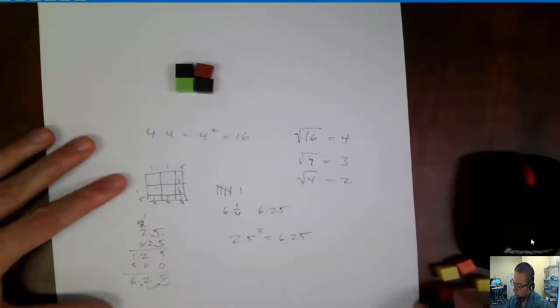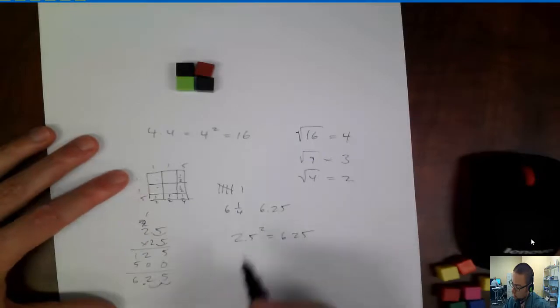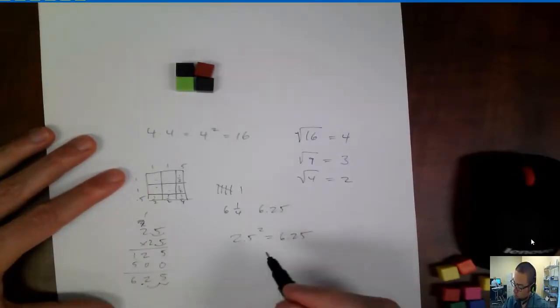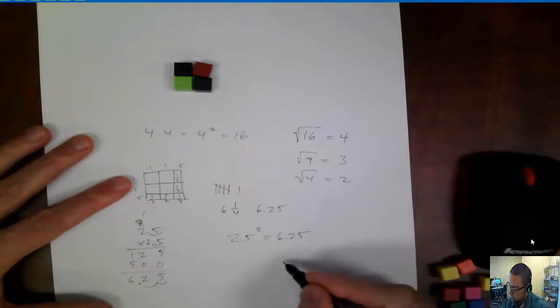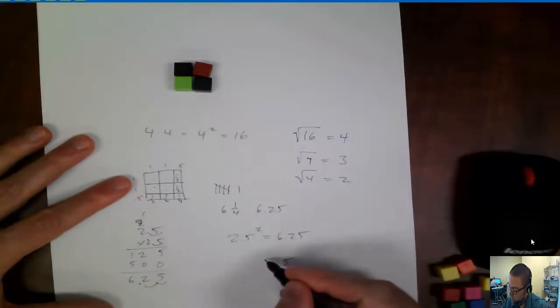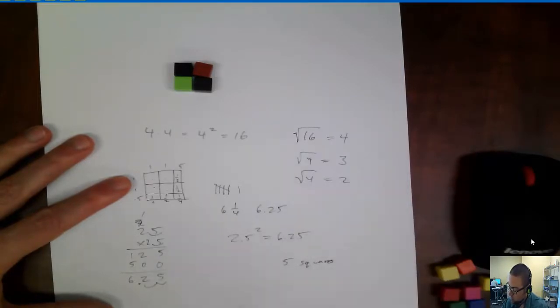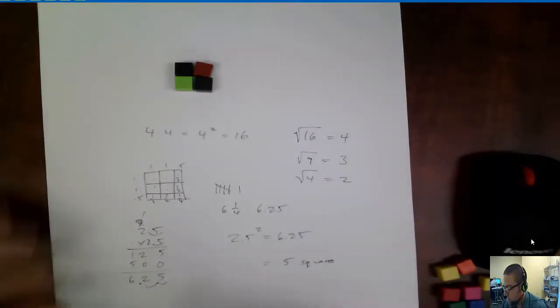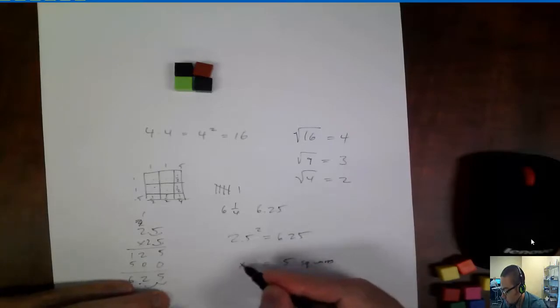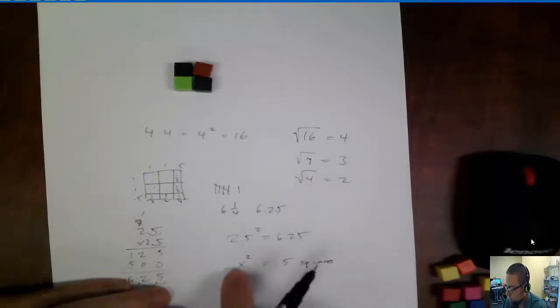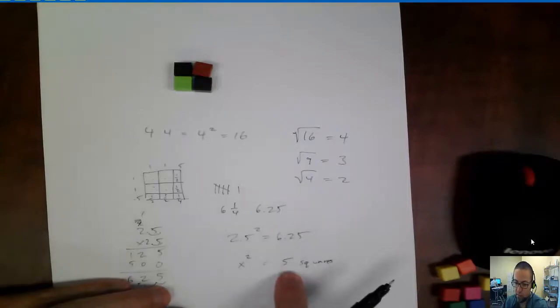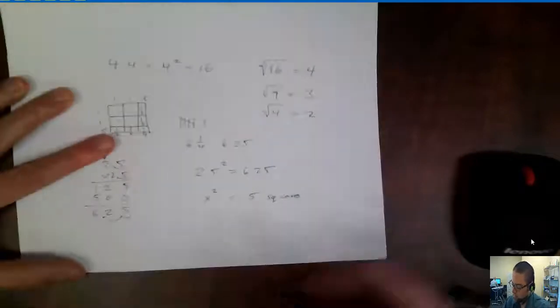But what if I said, I want to find the side length of a square that has an area of 5? So 5, what is the number of squares? And what is the side length now? So we're going to set up what's called an equation. So we say x squared, so some number times itself, equals 5. What is that number? Well, we can do it by our old guess and check method.